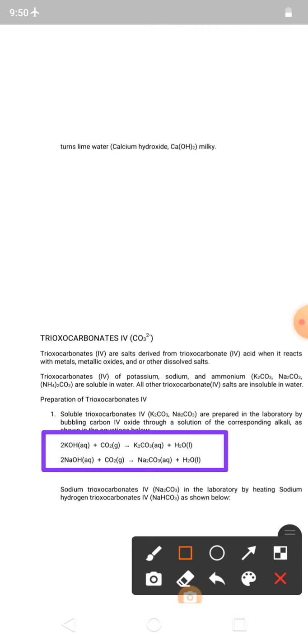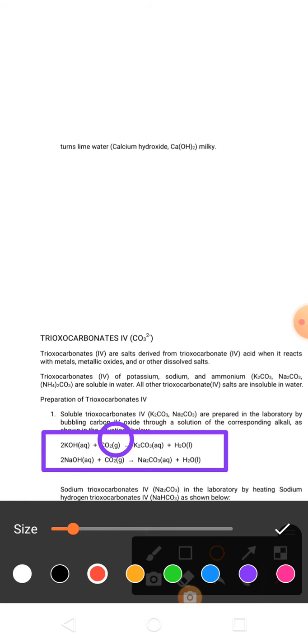You just bubble carbon(IV) oxide into the base. Like here, this is carbon(IV) oxide, and this is the base. It will give you K2CO3. So you just bubble carbon dioxide into a solution of the corresponding alkali, and it will give you a soluble trioxocarbonate(IV).